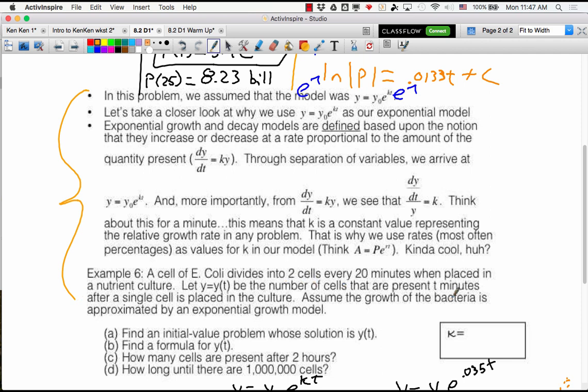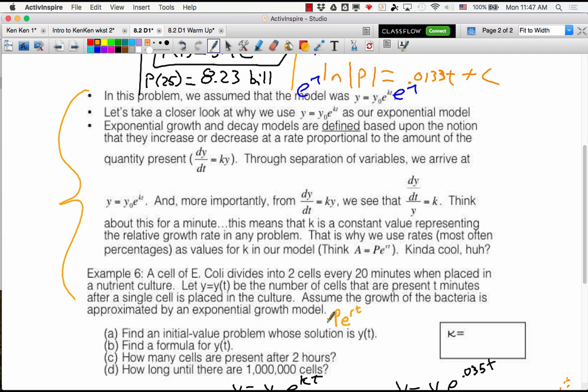A cell of E. coli divides into 2 cells every 20 minutes. When placed in a nutrient culture, let y equal y of t be the number of cells present t minutes after the cell is placed in the culture. Assuming the growth of bacteria is approximated by the exponential growth model. Exponential growth model, PV equals nRT? No. Perfect.